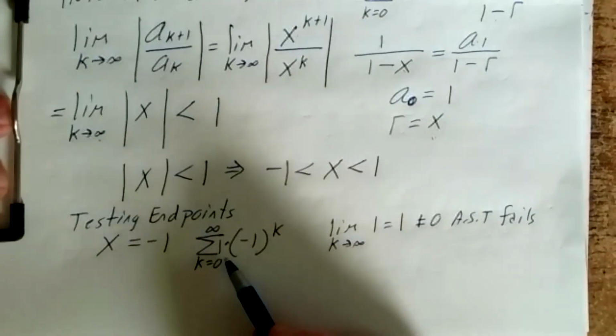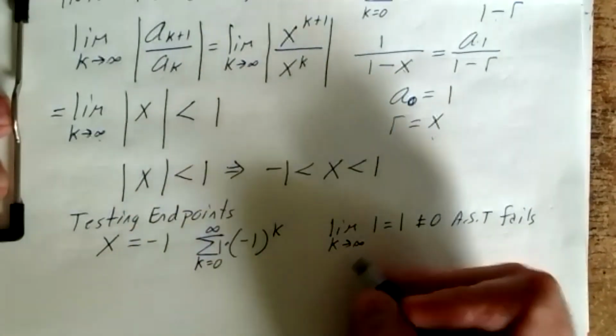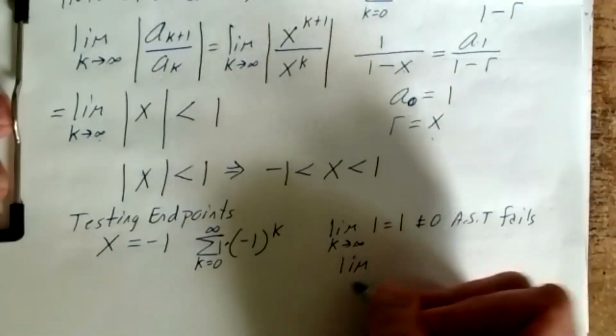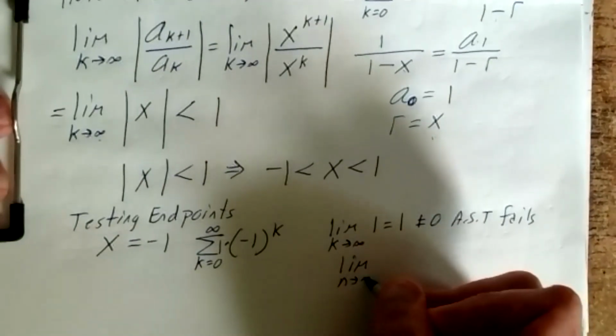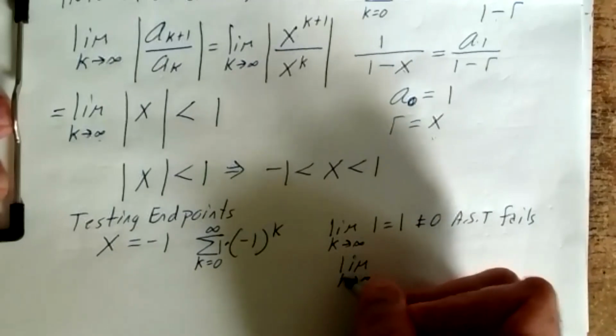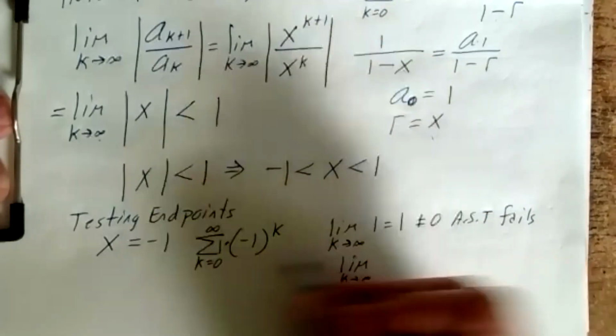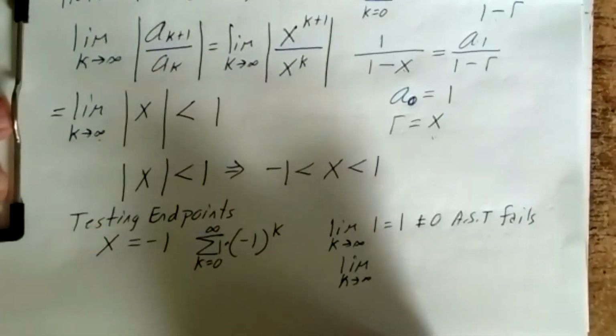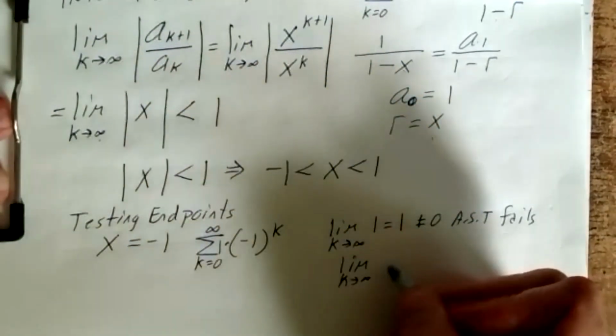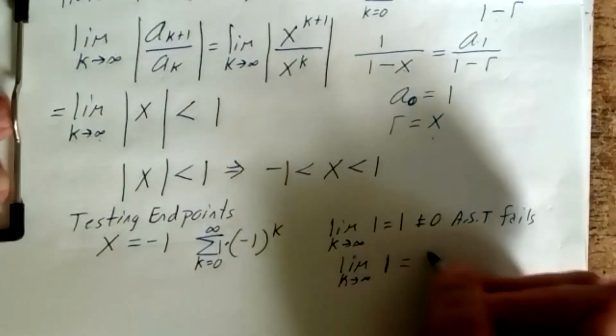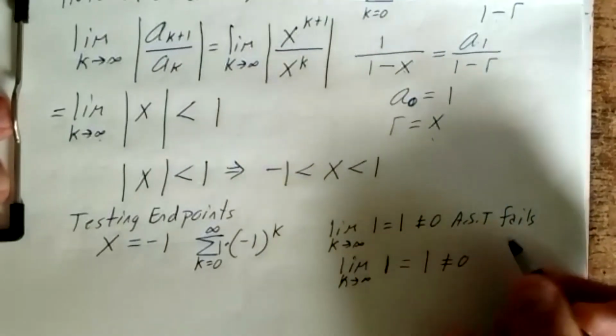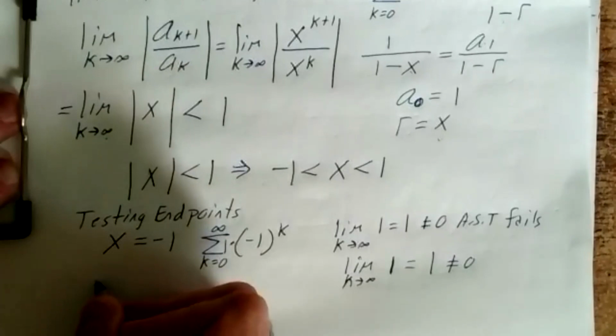But we could use the nth term divergence test to show that the series diverges at x equals -1. Subjecting this to the nth term test, the limit as k approaches infinity of 1, of just 1, is equal to 1, which is not equal to 0. So this series diverges at x equals -1.